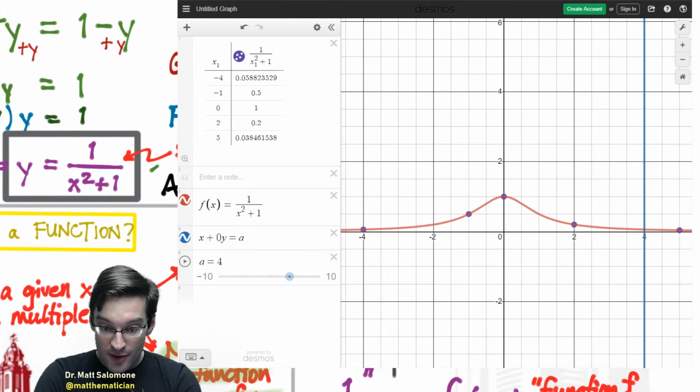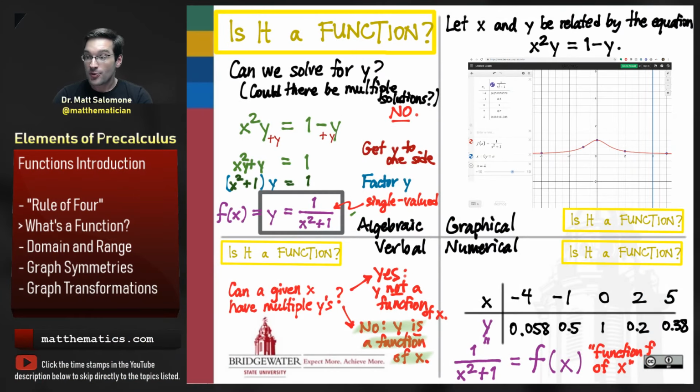So that is sort of a full set of perspectives on how to understand when something is a function, when y is a function of x. Y is a function of x exactly when it's not possible for a given value of x to have multiple values for y. If it is possible for a given x to have multiple y's, then y cannot be said to be a function of x.